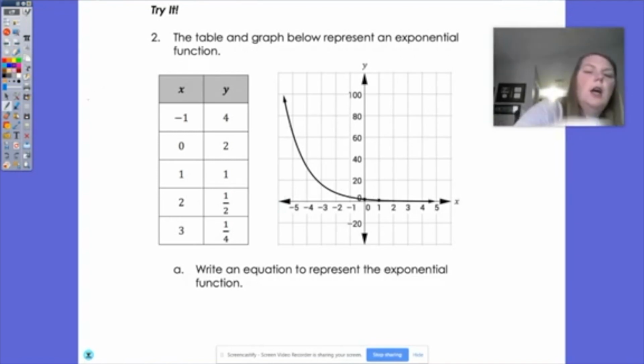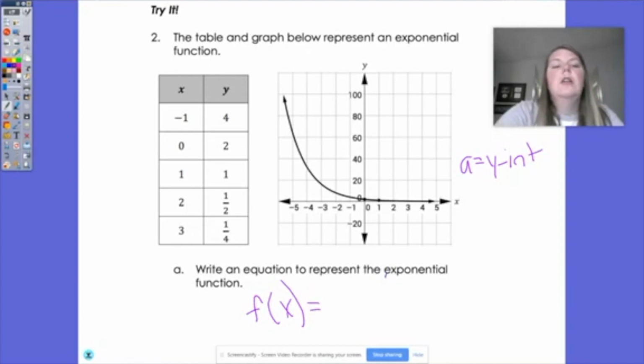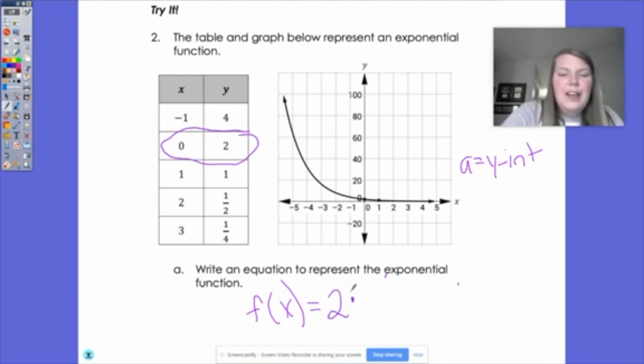So let's first talk about our a value. Remember, a value is our y-intercept. And we can find that from our graph or our table. Sometimes if a table is given, I find it easier. We just need to look at where our x value is 0. So our y-intercept is going to be 2. And you'll notice on this graph, because the scale is so large, it's kind of hard to tell that that's exactly 2. So I would suggest looking at the table.